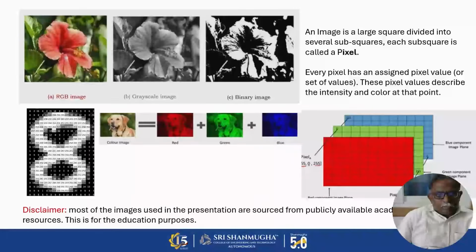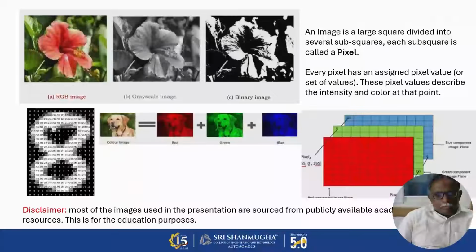If you look at the left one, it is a digital image, an RGB image. The center one is a grayscale image, and the third one is the binary image. An RGB image will have three channels: red, green, and blue. In the grayscale image, the value ranges from 0 to 255. The total number of values is 256, but it ranges from 0 to 255, and 0 is black and 255 is white. In case of binary, we have only 0 and 1.